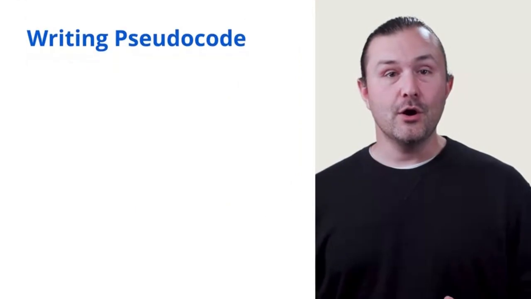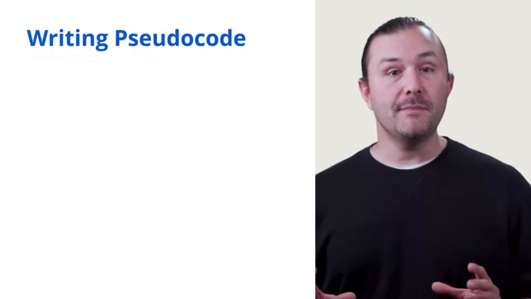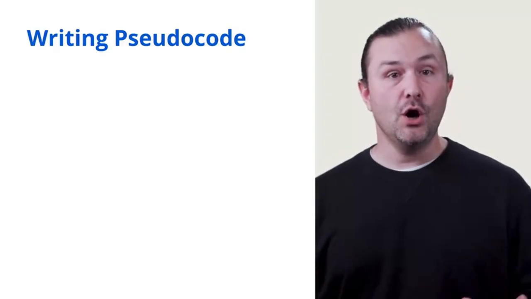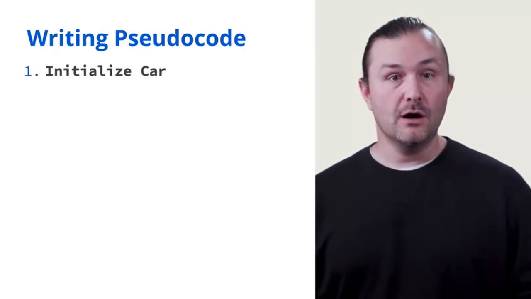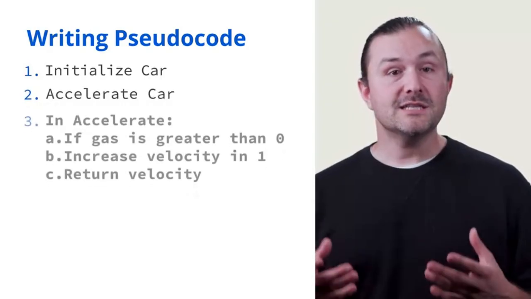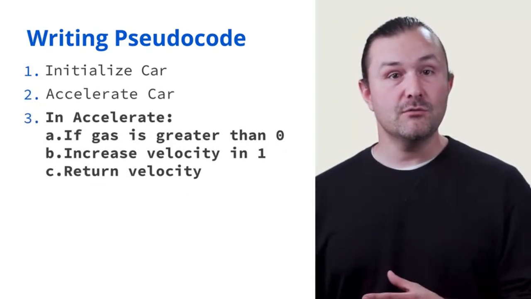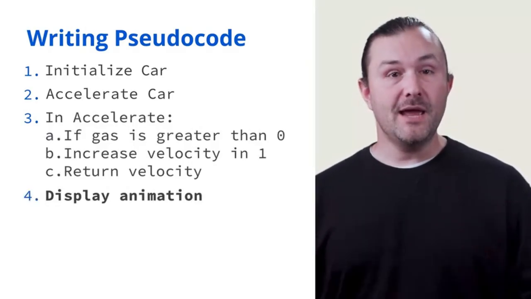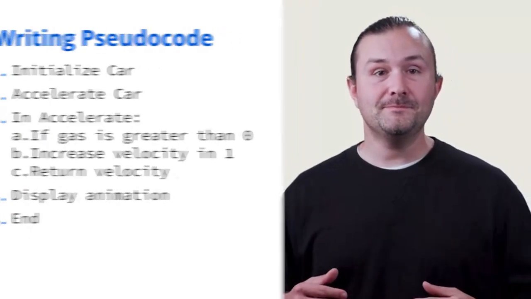To write effective pseudocode, keep it simple, focusing on the main logic. For example, if you were writing pseudocode for a method that accelerates a car, you would write: initialize car, accelerate car. Then in accelerate, you would write: if gas is greater than 0, increase velocity by 1, return the velocity, display an animation, and then it ends. Pseudocode allows programmers to focus on the logic without getting bogged down by syntax.